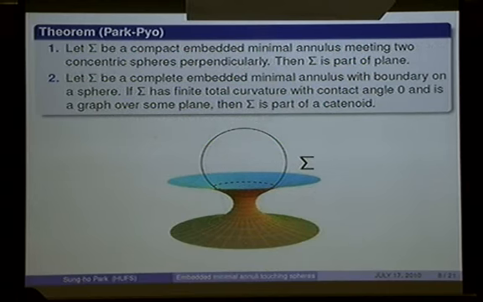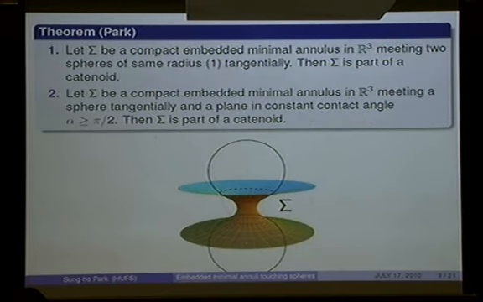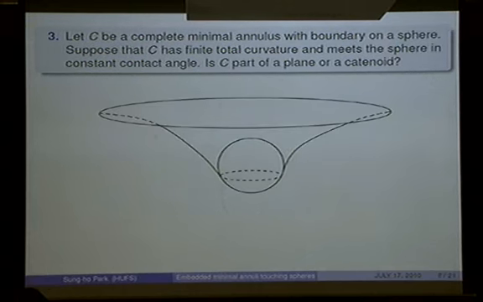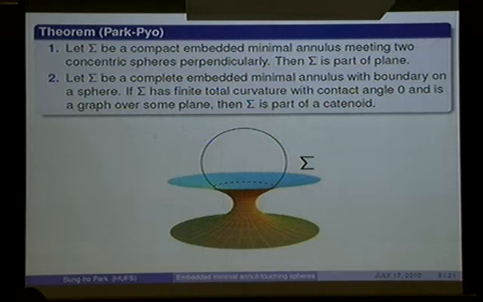And I'm working with Junchol on the complete minimal annulus case, and we obtained the following results. Let sigma be a compact embedded minimal annulus meeting two concentric spheres perpendicularly, as in the picture I showed you earlier, the green one. Then we proved that it is actually part of a plane.